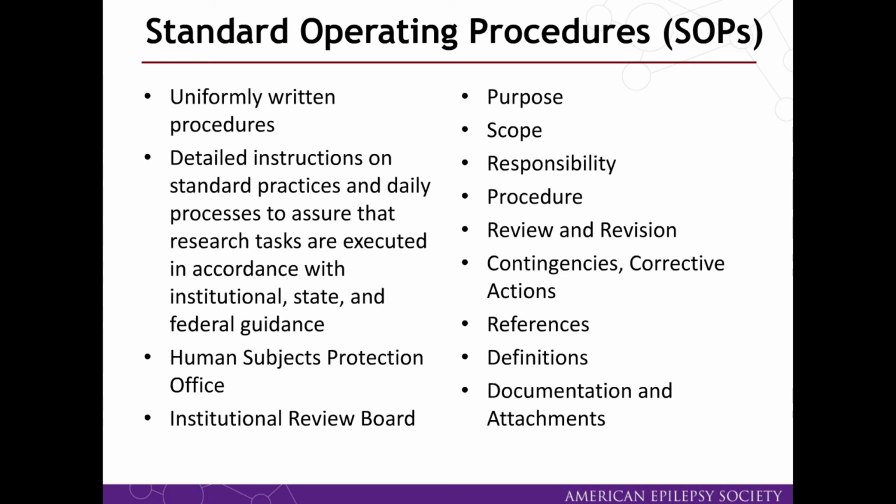It describes the purpose of the SOP, what the scope is, so how many people this applies to, who's responsible for carrying out the SOP, a detailed description of the procedure, an outline of when these were reviewed or revised, what happens if the procedures are not followed, a list of references, and then sometimes documentation and attachments. Most IRBs and Human Subjects Protection Offices will have a website where there's a list of all of the SOPs for your institution.